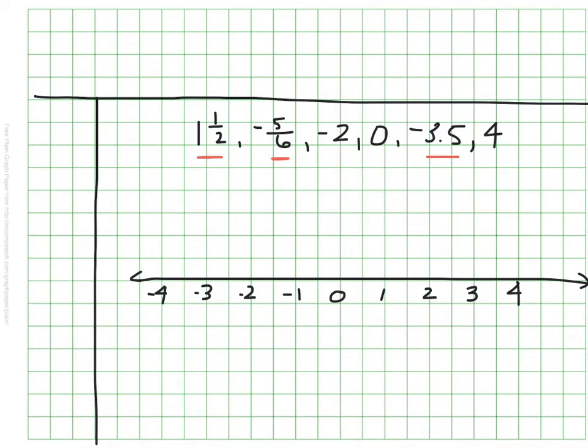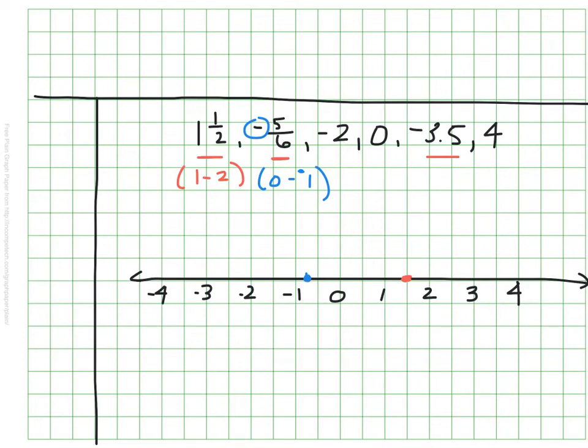I have my 0 in the middle, and I just went to -4 and +4. The first number we have is 1.5, and of course that would be between 1 and 2, right in between 1 and 2. So I'm going to put that there. The next one is negative, -5/6, which if it were positive, would be between 0 and 1. But since it's -5/6, it's going to actually be between 0 and -1. It's a little bit closer to -1, so I'm going to mark it right around there.